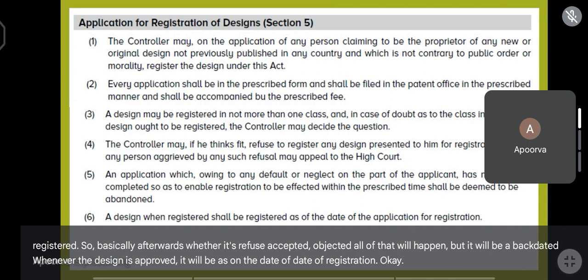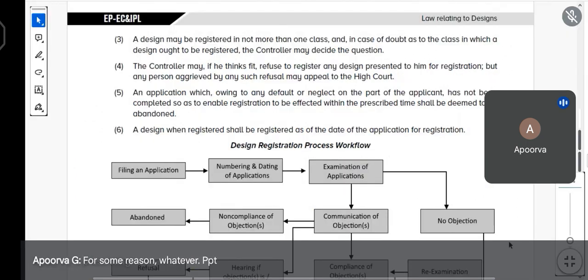Okay, we are done with the... one second. For some reason the PPT, whatever PPT I made wasn't saved, so you'll have to go by the textbook now.